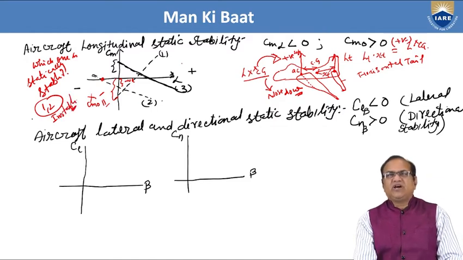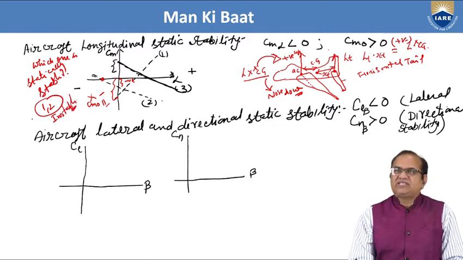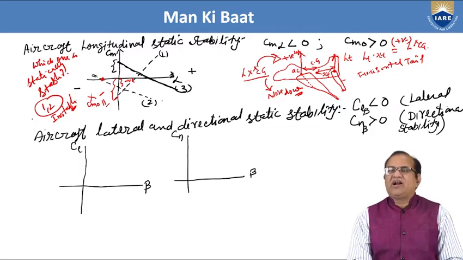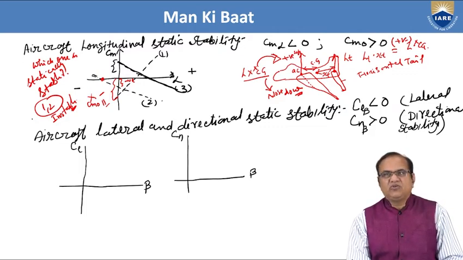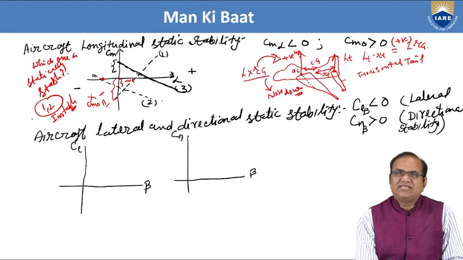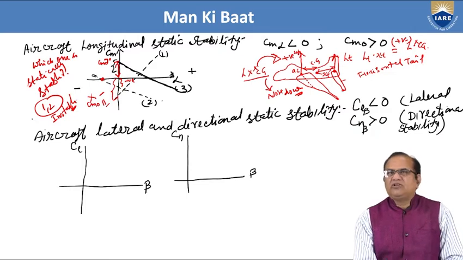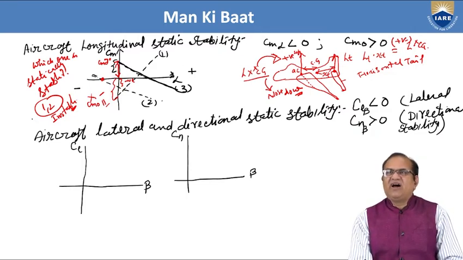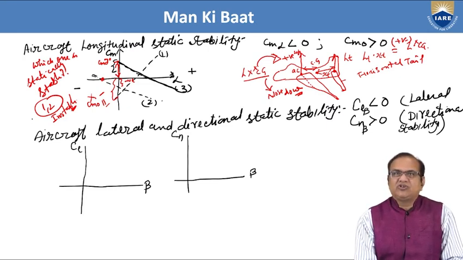So we have to see now case 3. Case 3, first we have to see that Cm naught is greater than or equal to 0, positive. So here you can see Cm naught is greater than 0. This value from here to here, it is positive. So this condition is meeting. Second condition is Cm alpha. As you increase the angle of attack, it should decrease. So you see here at the 0, you have the maximum. And as you increase angle of attack, it is falling down.